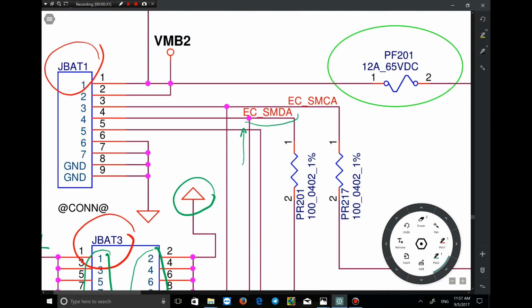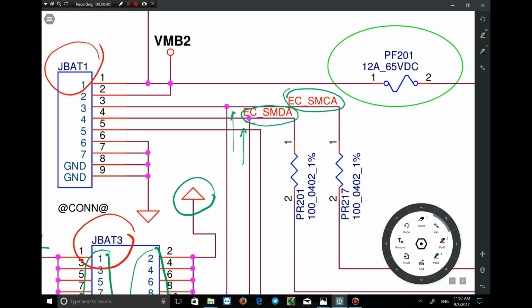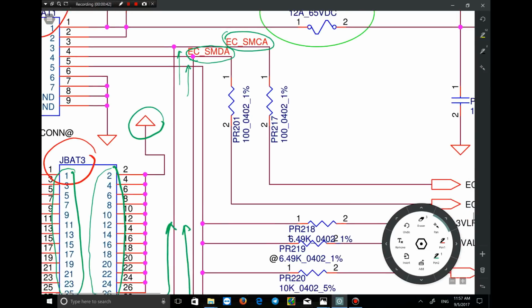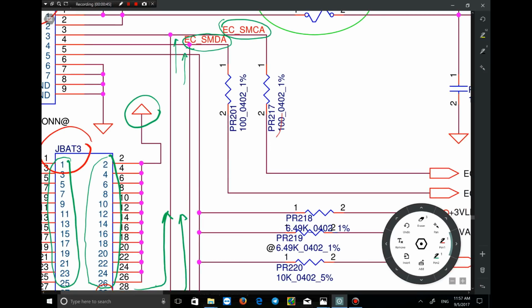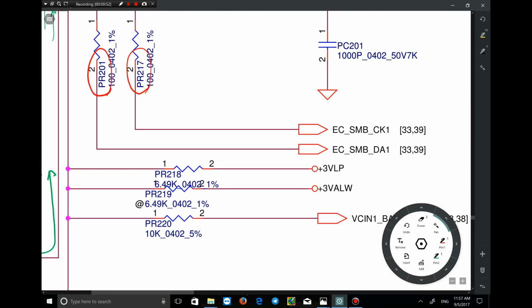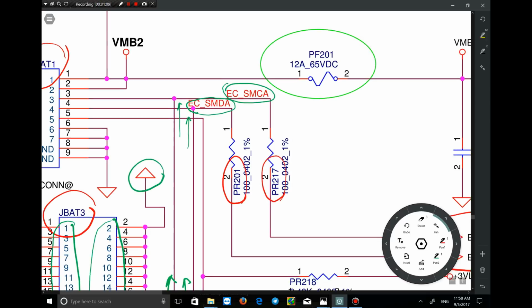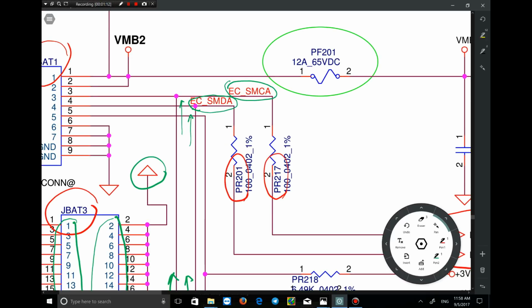Pin 30 is connected to ECSMDA and pin 28 is connected to ECSMCA. What are these for? As you see, they go to pages 33 and 39 after passing through PR217 and PR201 resistors. As you can see in here, these are the pages. And then there they are connected to IOIC. Why?